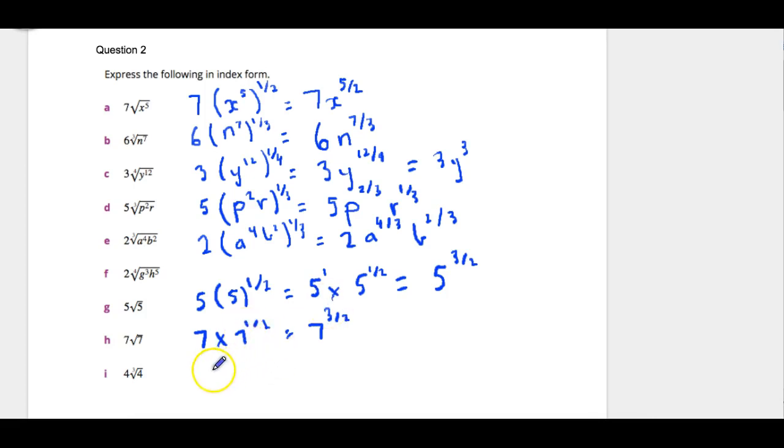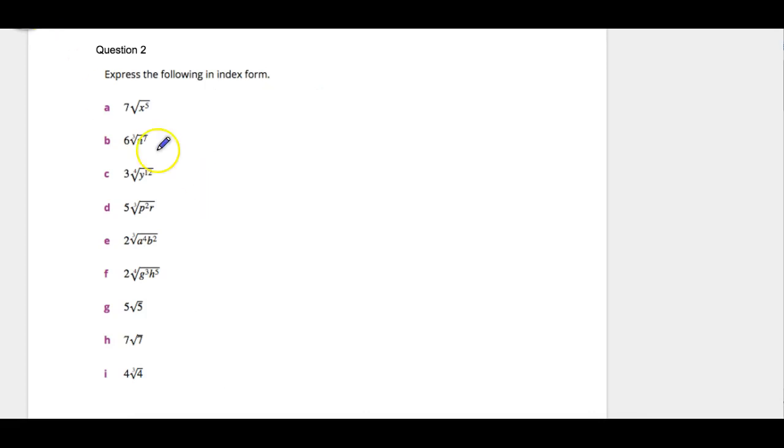Okay, and then the last one, what do we have? We've got 4 times 4 to the power of 1/3, which gives you 4 to the power of 4/3. Okay, moving on.